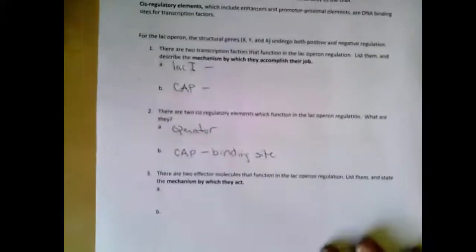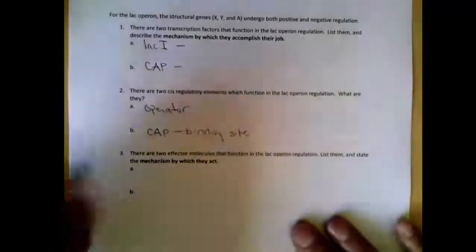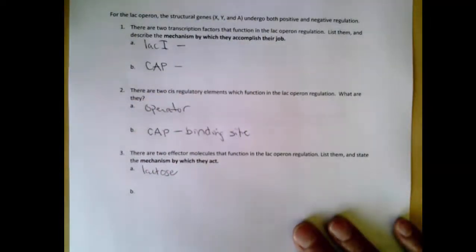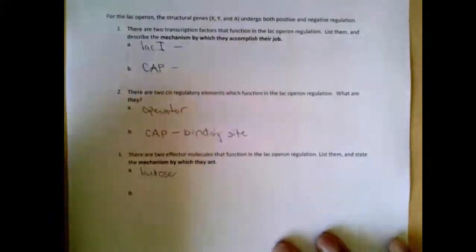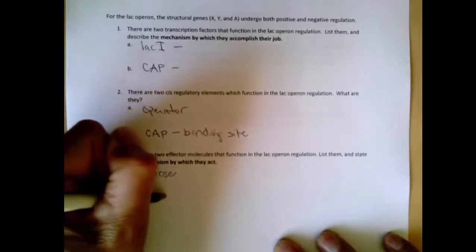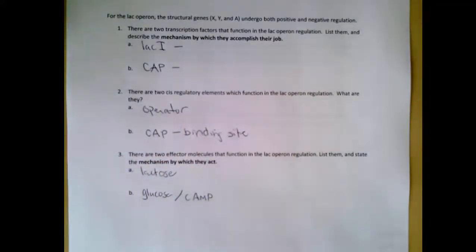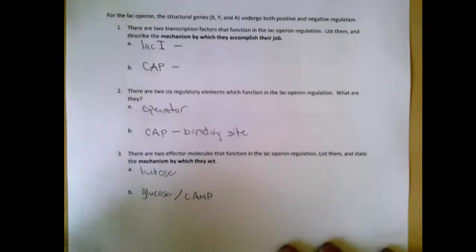And then there are two different effector molecules that function in lac operon regulation. The first one would be lactose itself, the sugar lactose. So lactose binds to that lac repressor and makes it change its conformation, and it changes the affinity of the lac repressor for the DNA. But then the other one is kind of a combination. I'll write them both, glucose and cAMP. And so specifically cAMP is oppositely regulated as glucose. So if glucose is high, cAMP is low. And these would both be considered effectors in the lac operon.